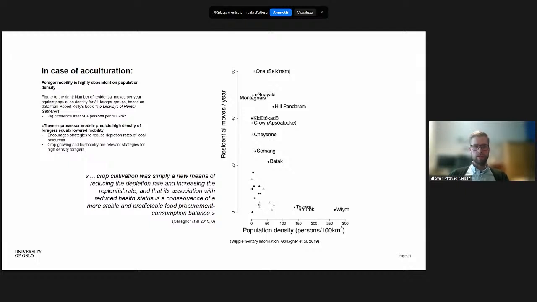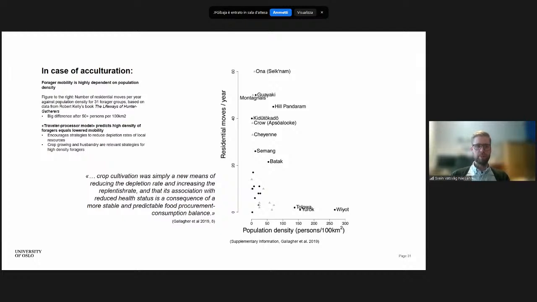And there's a huge difference in mobility when they reach about 50 people per 100 square kilometers. So with an increasing population of foragers in southern Norway, we would expect them to become less mobile. So this is called a traveler processor model, which predicts that high density of foragers equals lowered mobility.